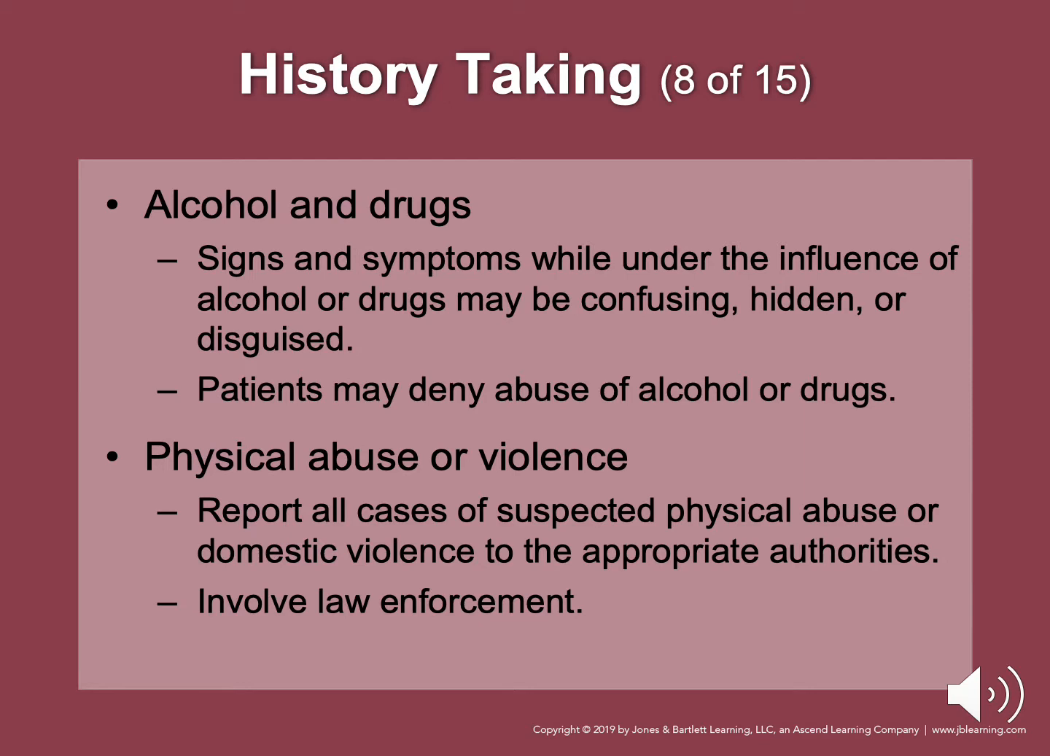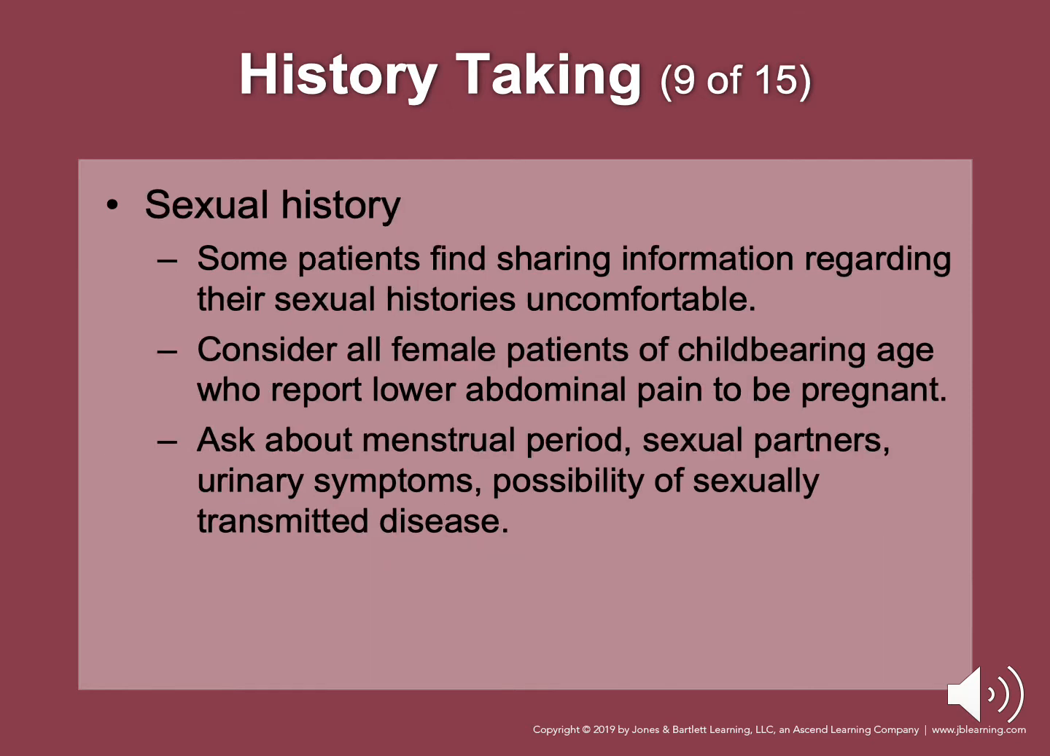All right, sexual history. Some patients find sharing information regarding their sexual history uncomfortable. Consider all female patients of childbearing age who report lower abdominal pain to be pregnant unless ruled out by other history or other information. When was your last menstrual period? Are your periods normal? Is there any vaginal bleeding or discharge present that is not associated with a menstrual cycle? Do you have urinary frequency or burning? What's the severity of cramping?